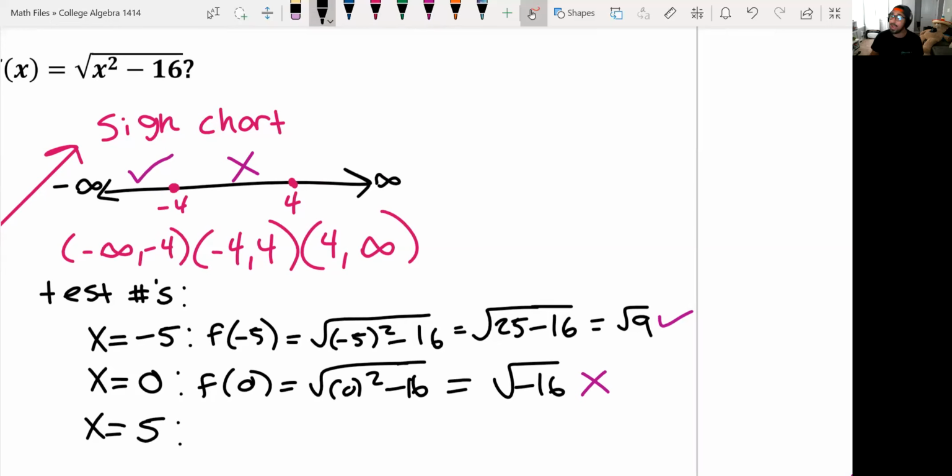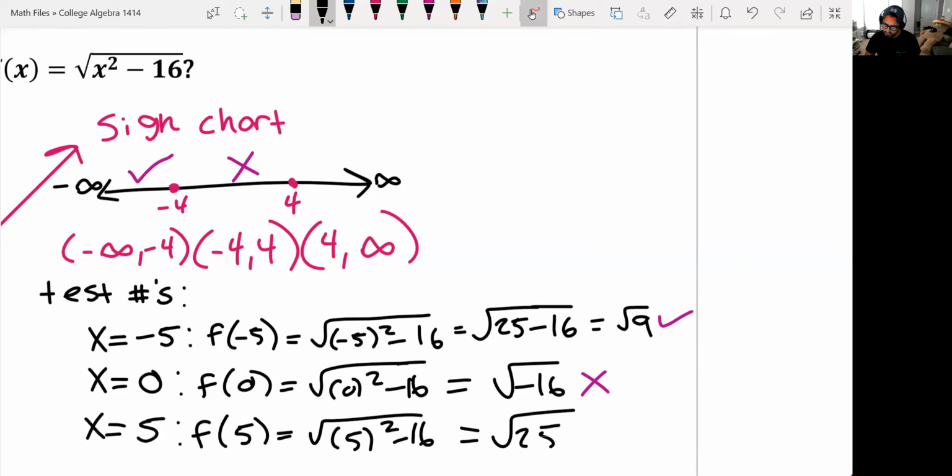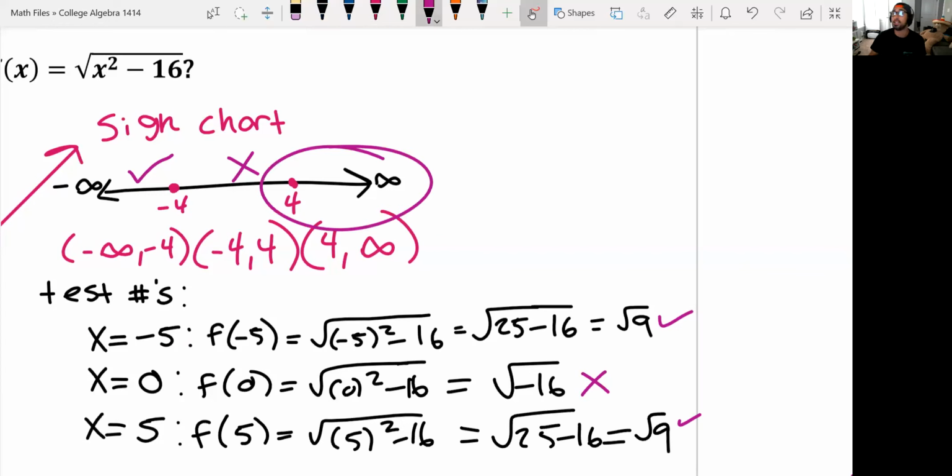Okay. And then test the last number, and you get 5 squared minus 16, which gives you 25 minus 16, which gives you the square root of 9, which again checks out. Which means that if you choose any number from 4 to infinity, you're going to get a result that you can take the square root of, which means this interval works. All right.